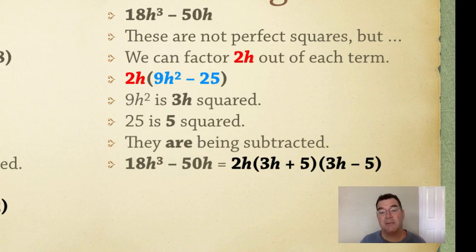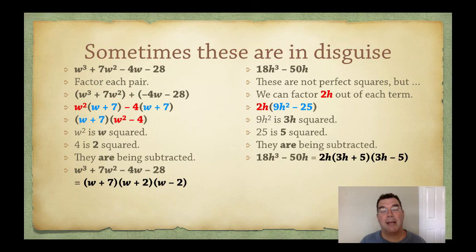times 3h minus 5. So just be aware that when I'm asking you to do a difference of squares, there may have been something else done to it afterwards that you may have to factor out. You may have to work on it a little bit before you apply this rule.